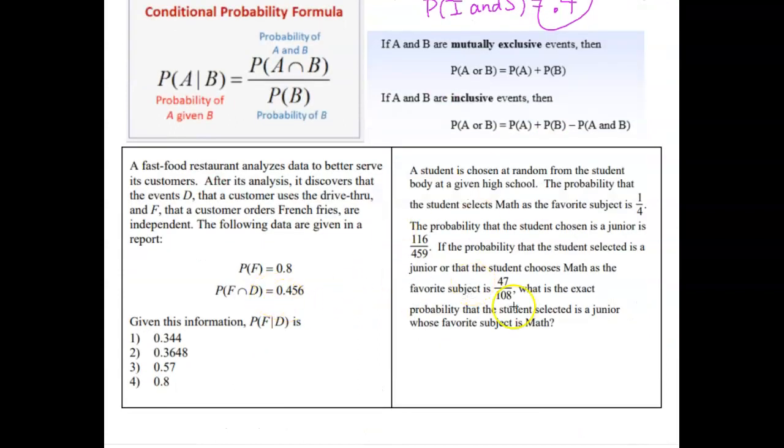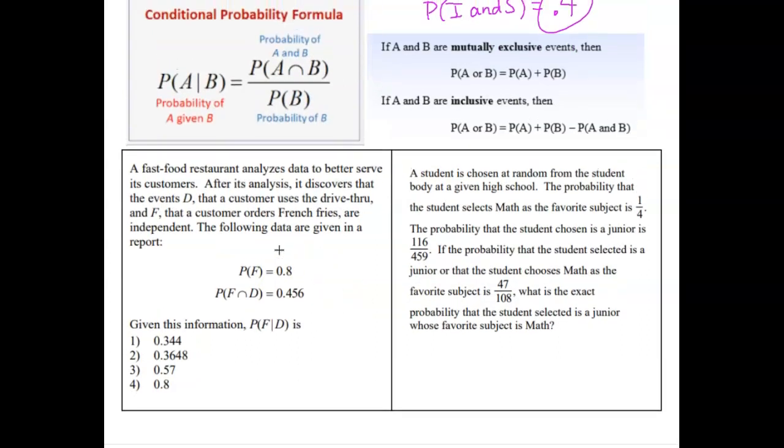All right, two more examples. A fast food restaurant analyzes data. It discovers the events D, that a customer uses the drive-thru, and F, if they order French fries. They're independent, so that's what they're telling us. The following data are given in the report. The probability of ordering French fries is 80%. The probability of ordering French fries and going through the drive-thru is 0.456. I guess people can still go inside. So given that information, find the probability of ordering French fries given they went through the drive-thru.